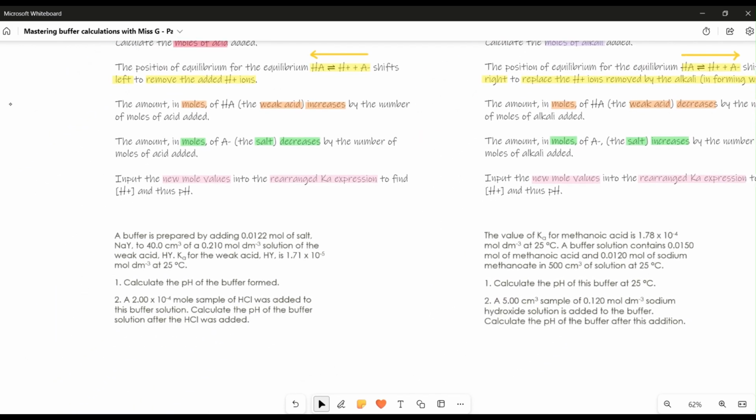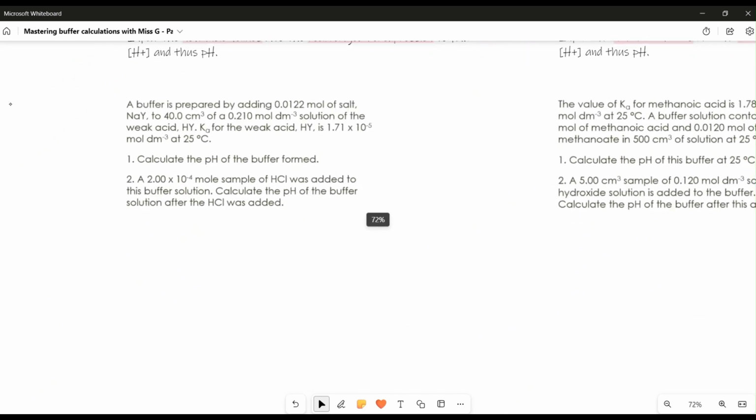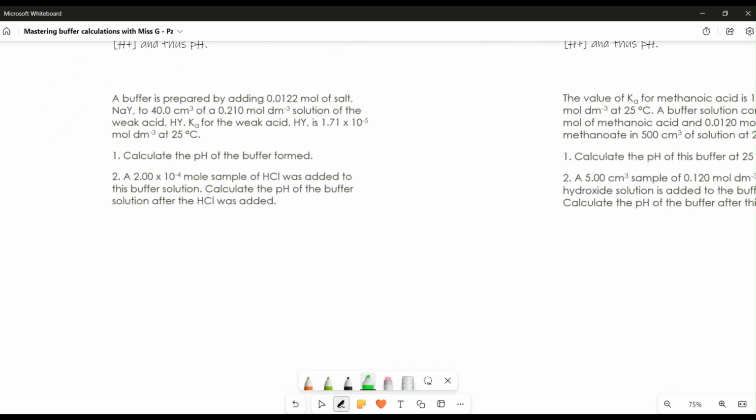Okay, so let's have a look at this first example here. It tells us that a buffer is prepared by adding 0.0122 moles of our salt, NaY, to 40 centimetres cubed of a 0.210 mole per decimetre cubed solution of the weak acid, HY. We've then been given the value for Ka for the weak acid, which is 1.71 times 10 to the minus 5 moles per decimetre cubed. And in part 1, we're being asked to calculate the pH of the buffer solution formed.